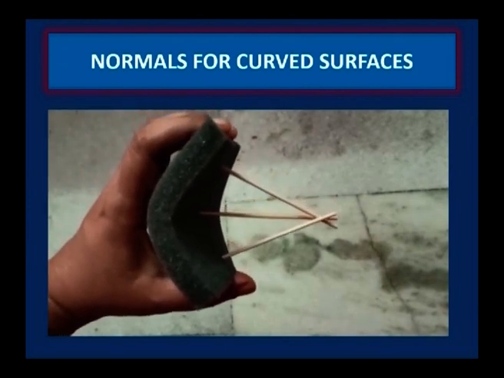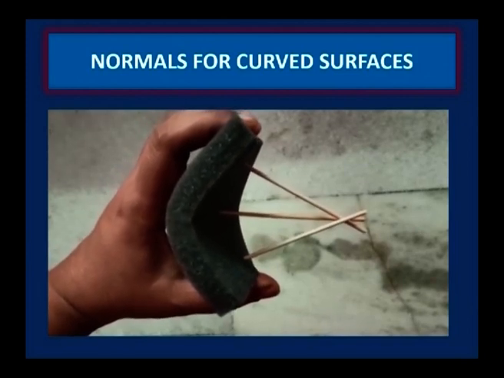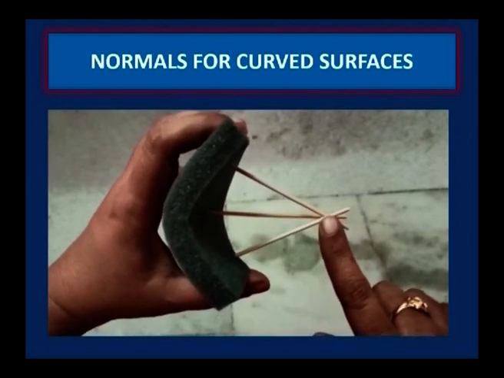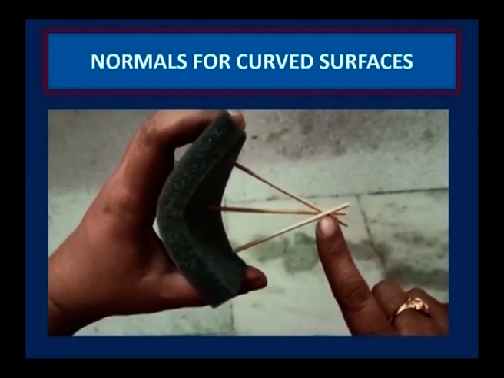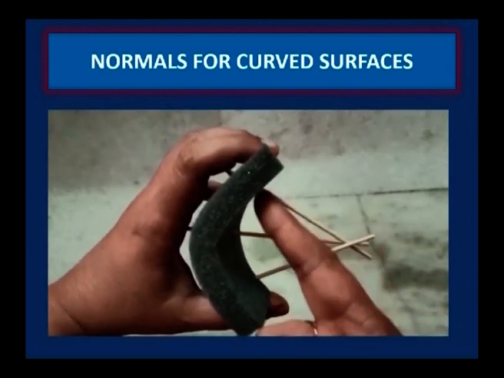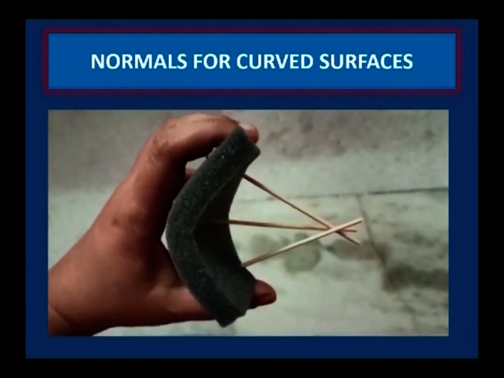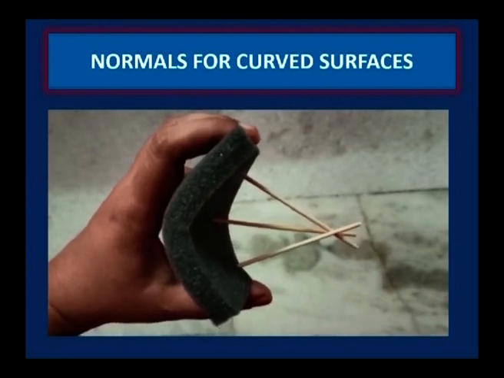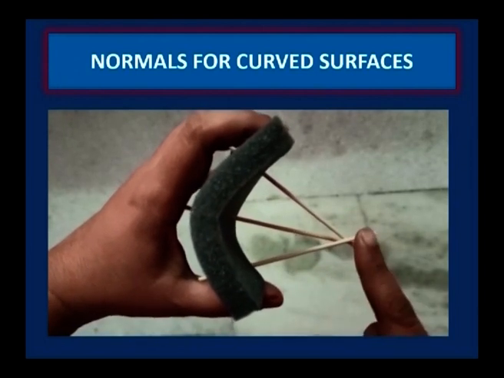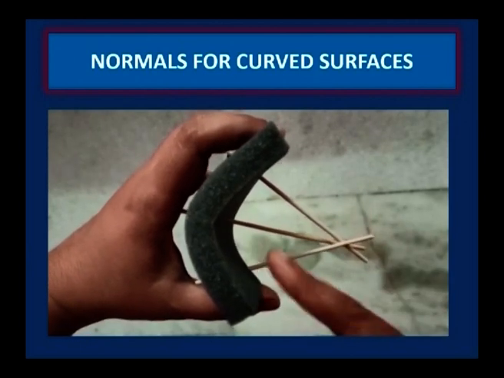What is happening? What do you observe? When we bend it forward, we see that the normals are converging and meeting at one point. Yes, children, this point is called the center of curvature. This is a concave surface because it is bent inwards. The normals are converging and meeting at one point. This is called the center of curvature.